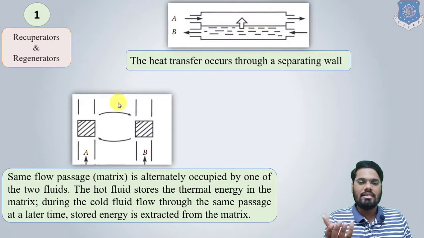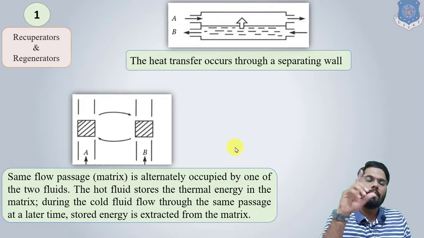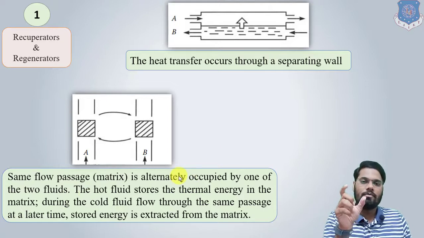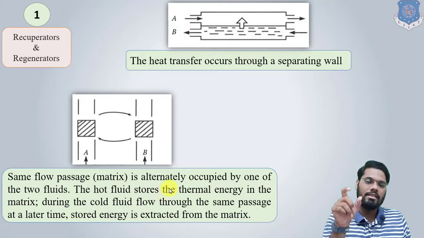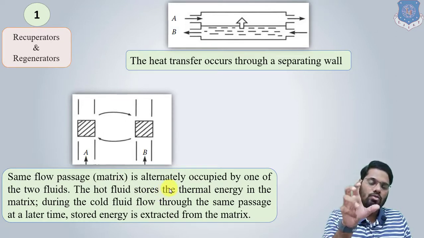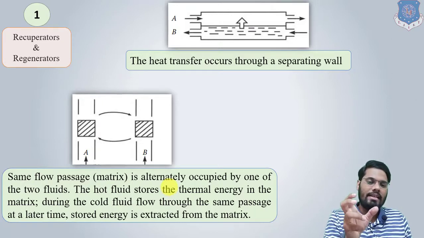Second is regenerators. In regenerators there is an arrangement through which both the fluids pass one by one. The flow passage is also known as the matrix. So the hot fluid stores the thermal energy in the matrix, and later the cold fluid flows through the same passage. At a later time, the stored energy is extracted from the matrix.